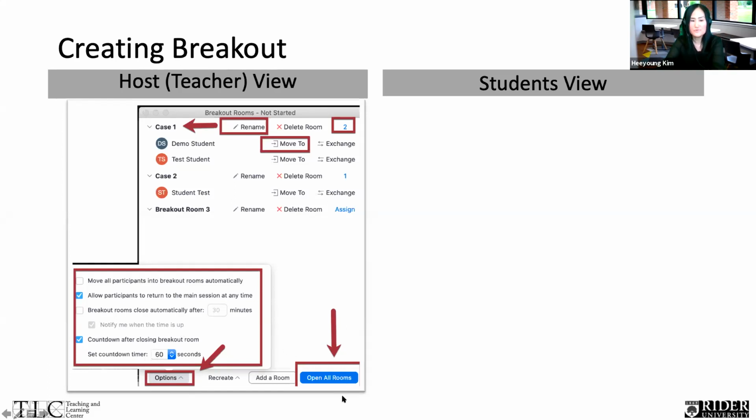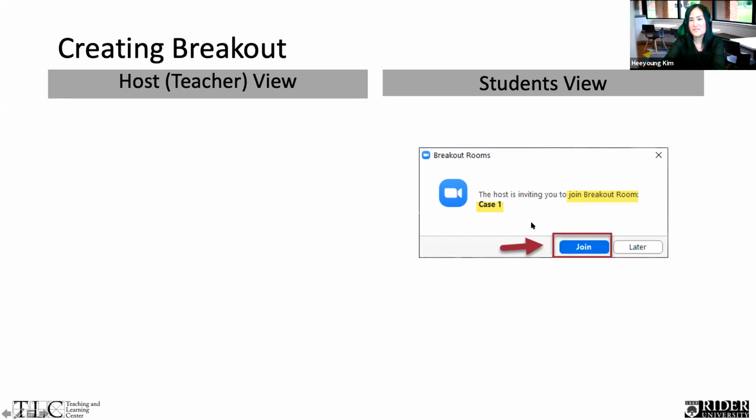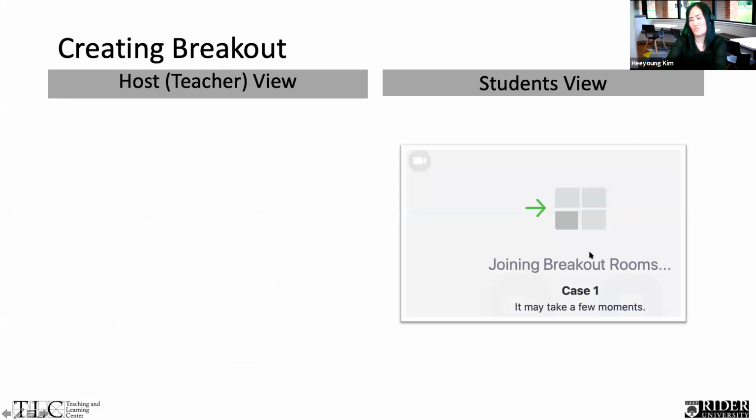Once you open all rooms, students will get a prompt to join. So you're going to be assigned to this room and you need to join. Students still have to click join. It's not automatically sending them to the different breakout room. Some of them don't know how to click join, some just ignore the pop-up or sit there, so you have to tell them you need to click join. Once they click join and this window pops up, they are moving into the different room. That's what students will be able to see.